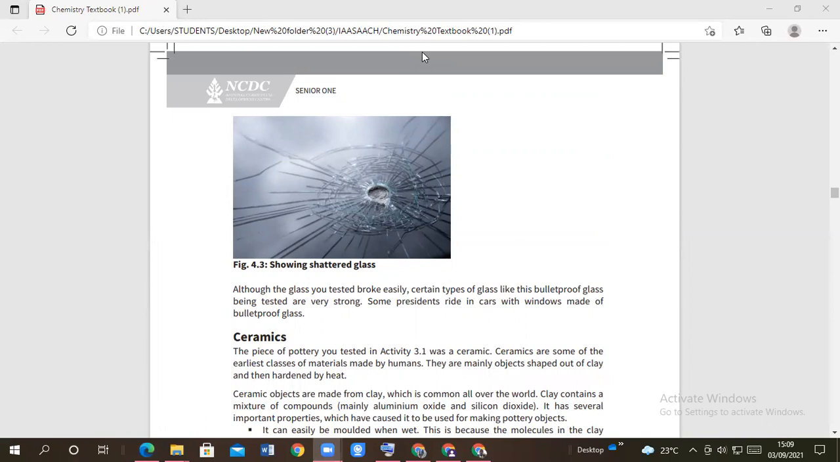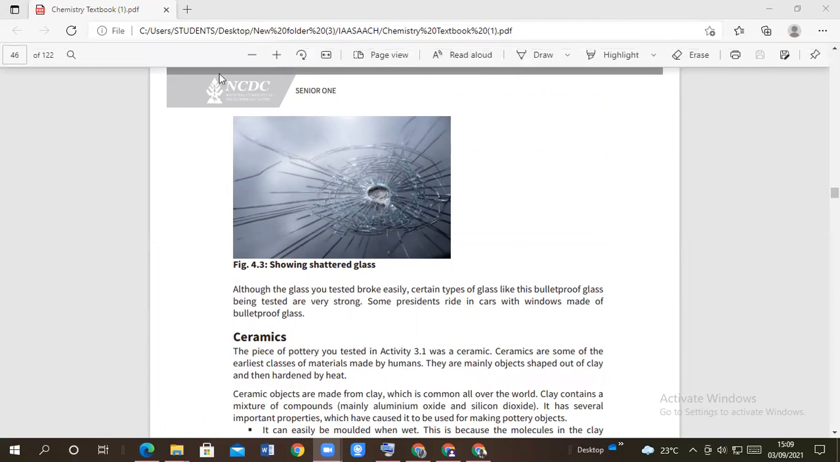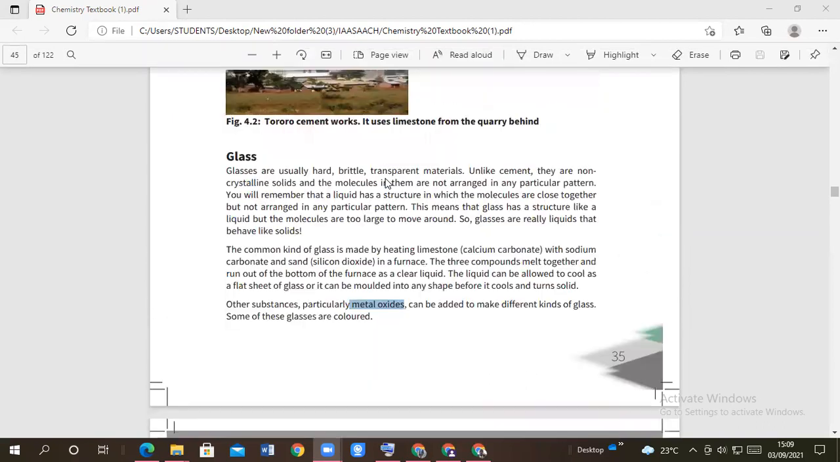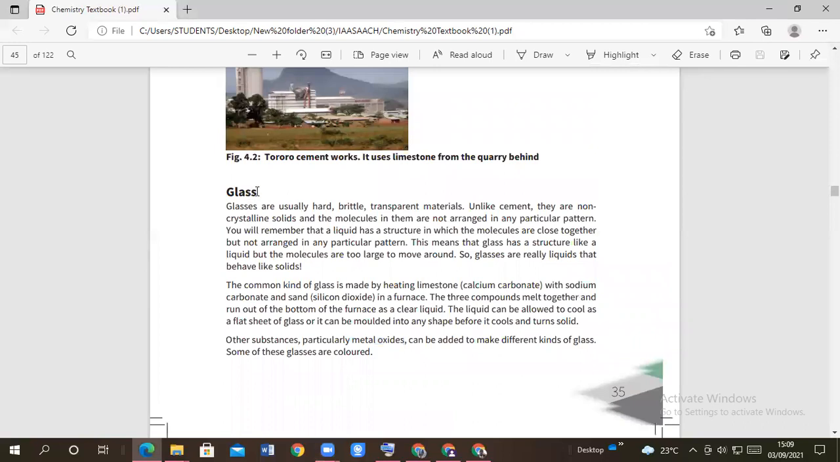Okay. Maybe you have the notes. You have the notes with you. Where you have the notes. And then I say she has not understood what the thing makes glass.